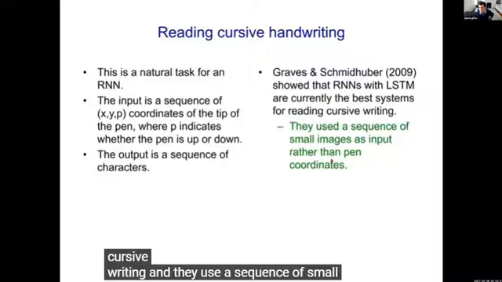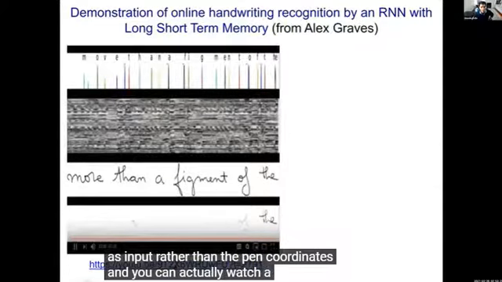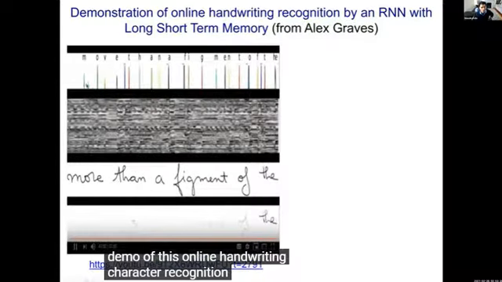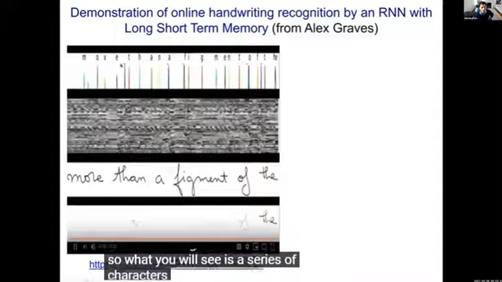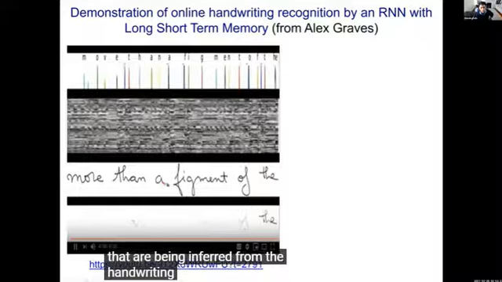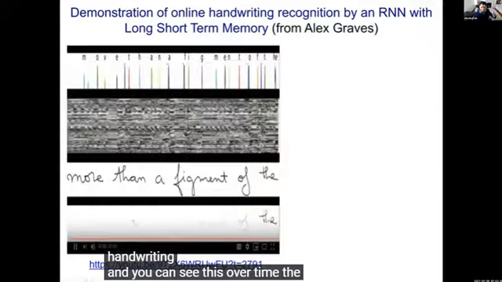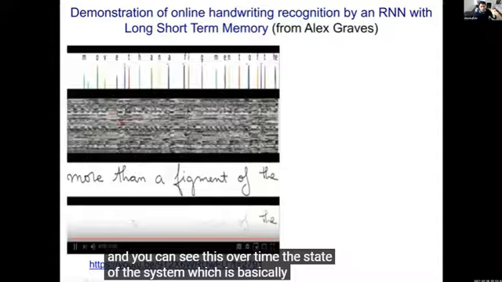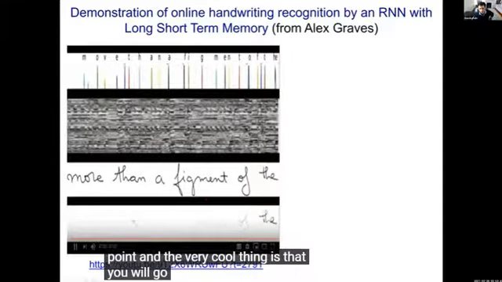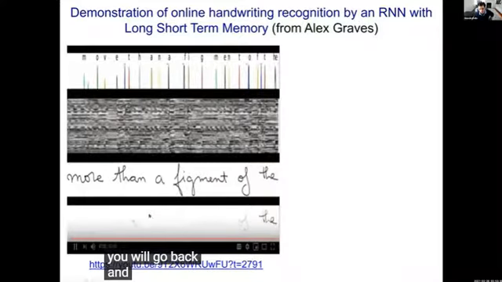And they use a sequence of small images as input rather than the pen coordinates. And you can actually watch a demo of this online handwriting character recognition. So what you will see is a series of characters that are being inferred from the handwriting. And you can see this over time, the state of the system, which is basically giving different weight at different points. And then the very cool thing is that you will go back and you will see what is being remembered at every point along this system.